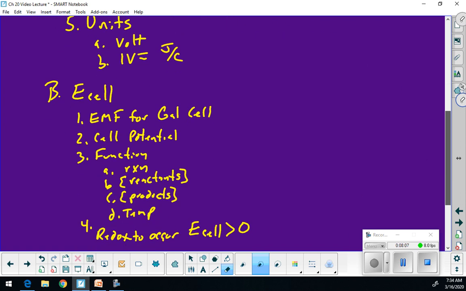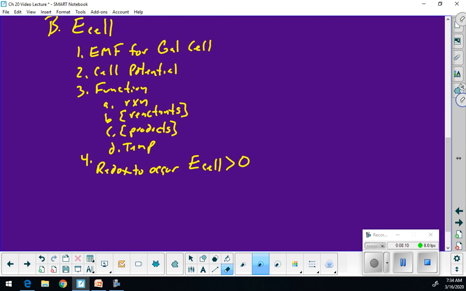B is E cell, so C would be E cell not. And that would mean what? This is my E cell at standard conditions. And we might want to know what standard conditions are.